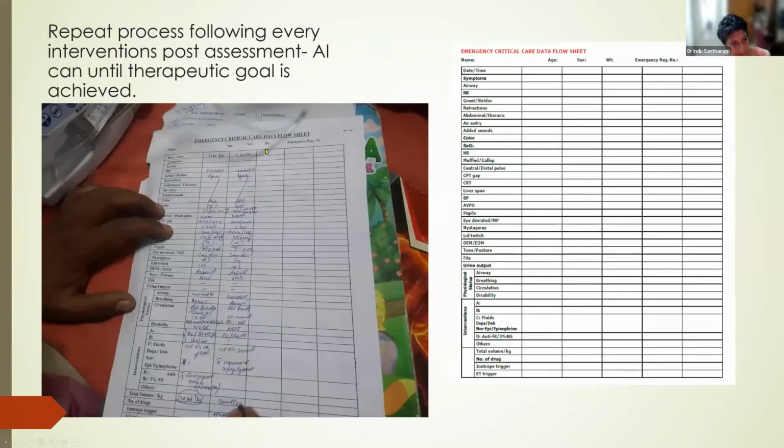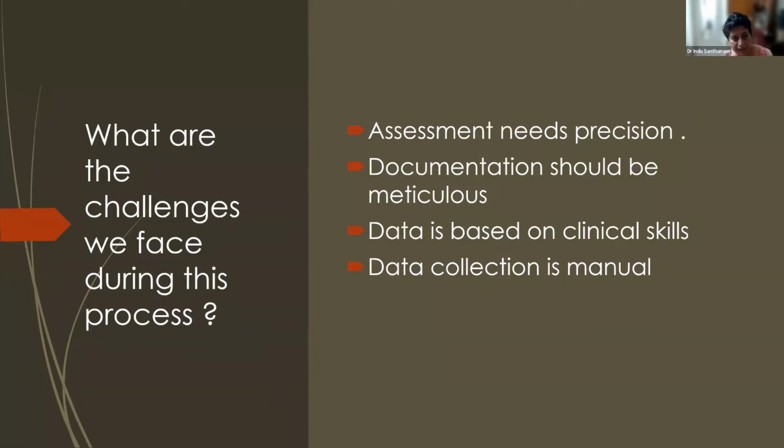This is the documentation. As the child is treated, we repeatedly assess. We enter this in pre-formatted case sheets, as I mentioned, until therapeutic goals are achieved or until the child becomes well. So there are many challenges. This assessment needs precision, it needs speed, documentation has to be meticulous, data is based on clinical skills and the motivation of the doctor at hand. The collection is manual, but if it's done, we get remarkable results.